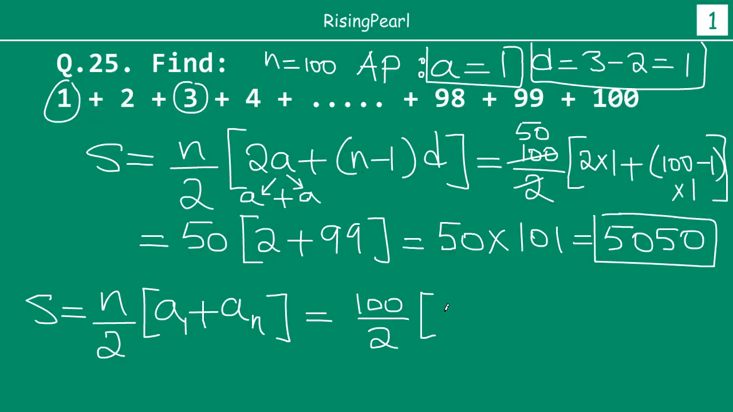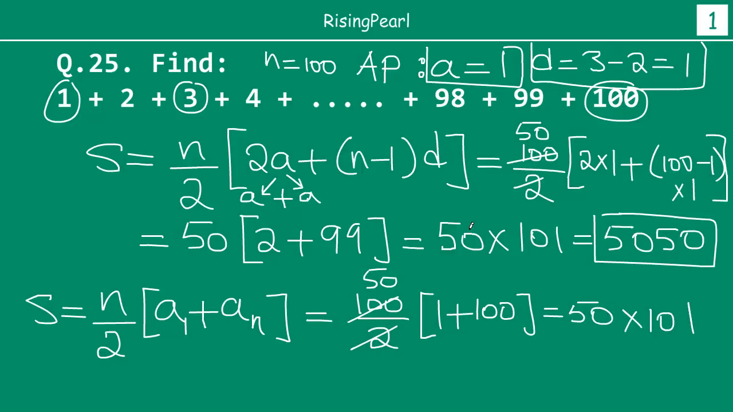Let's take a look at the first term, which is 1, and the nth term, which is 100. So we simply put this in, and now you have the same thing. This is 50. So you have 50 times 101. What you have here is the same thing, and the answer again is 5050. So now you can really imagine how powerful this is.